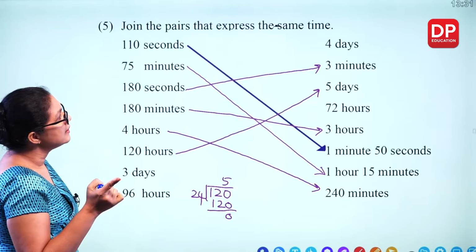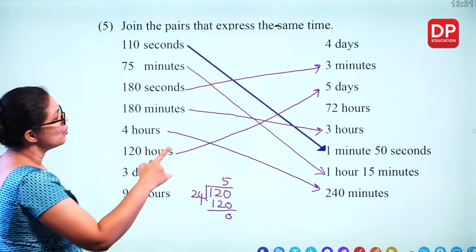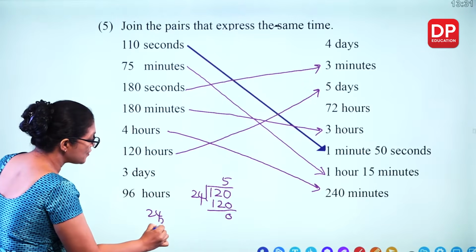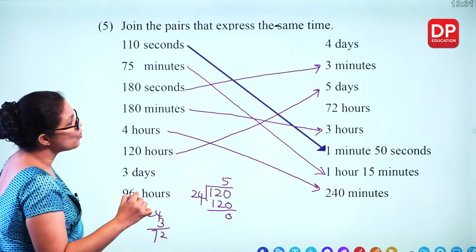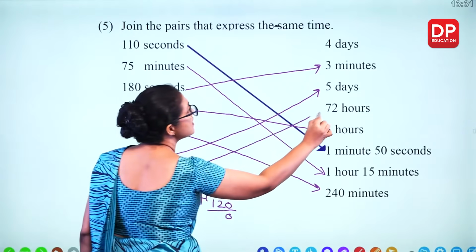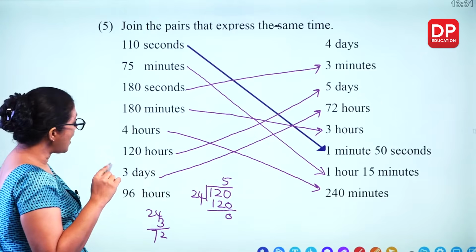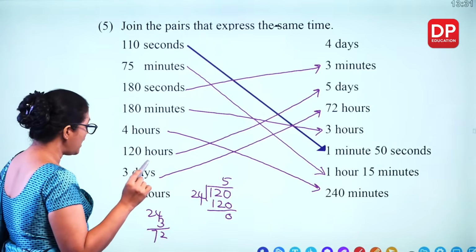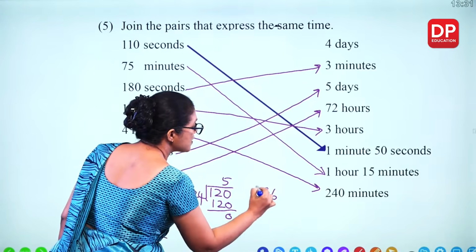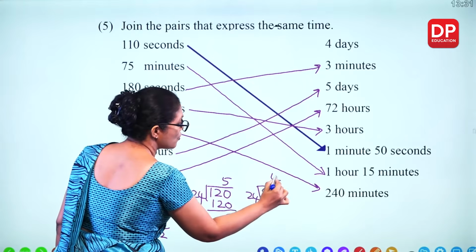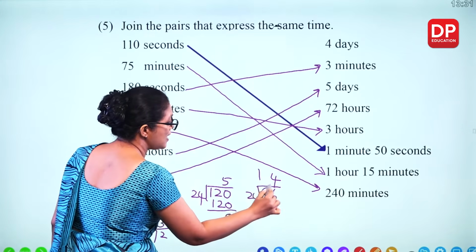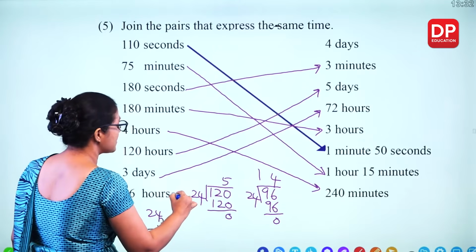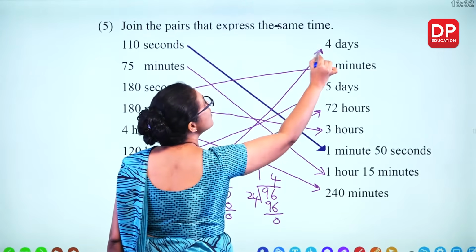3 days, you can convert to hours, so you multiply by 24. 24 times 3, 72 hours. So that's this. And finally 96 hours. How do we convert to days? You have to divide by 24. 96 divided by 24. Try with 4. 4 times 4 is 16, and 9. So you get 4 days. So 96 hours means 4 days.